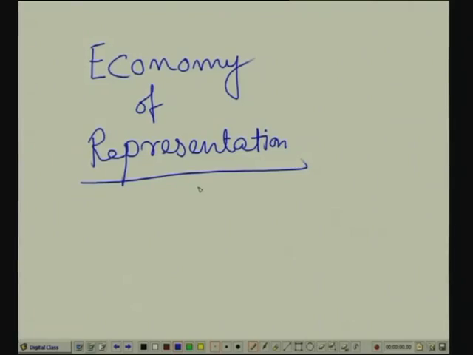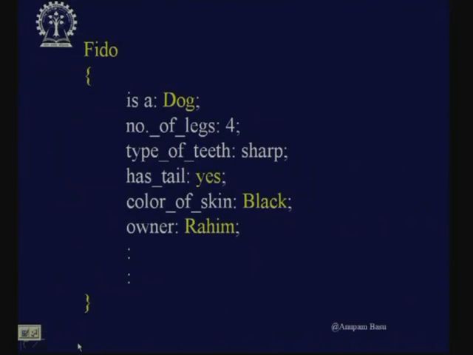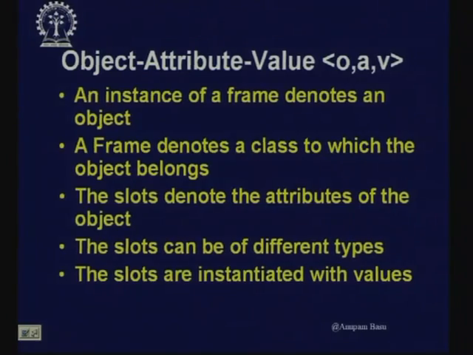Now, we come to a common notion which we have seen earlier, that is the concept of object attribute value. While discussing rule based systems and also semantic nets, we had mentioned that many facts of real life we can represent using this object attribute value triple. Okay. So, an instance of a frame is denoting an object like a dog. The slots are denoting the attributes of the object, and the slots can be of different types as we have seen, and the slots are instantiated with values.